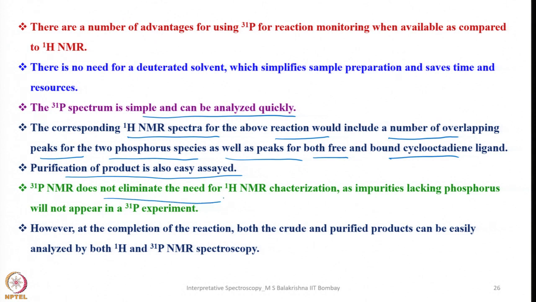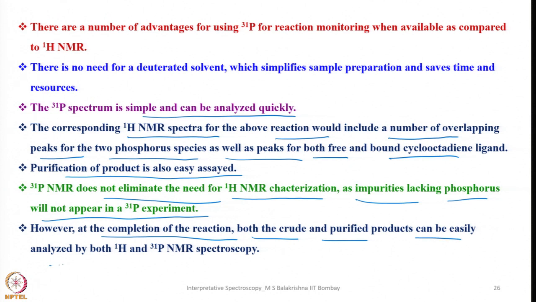31P NMR does not eliminate the need for 1H NMR characterization. Impurities lacking phosphorus will not appear in a 31P NMR experiment. As far as 31P NMR is concerned, if the spectrum is clean, that indicates that there are no phosphorus-containing minor products or impurities. But on the other hand, there can be something else. So one should also confirm purity by going for 1H NMR or other nuclei NMR as well. However, at the completion of the reaction, both the crude and purified products can be easily analyzed by both 1H NMR and 31P NMR spectroscopy.